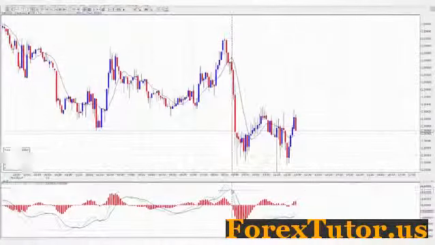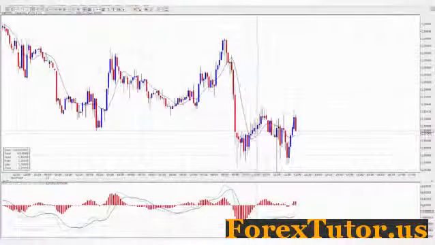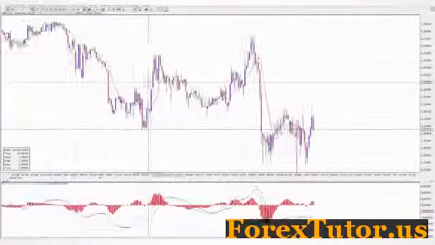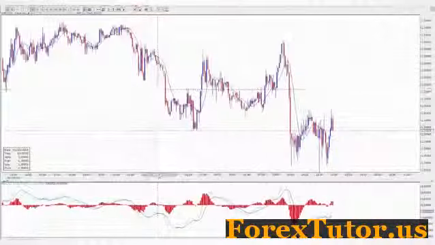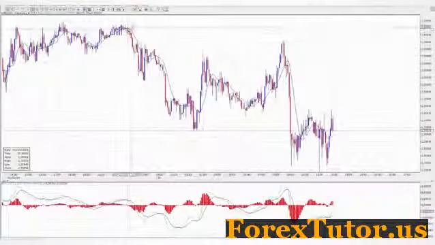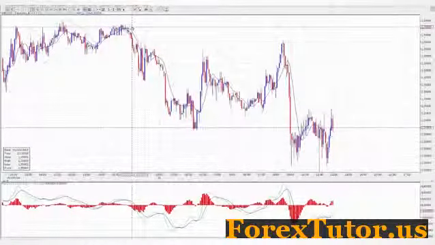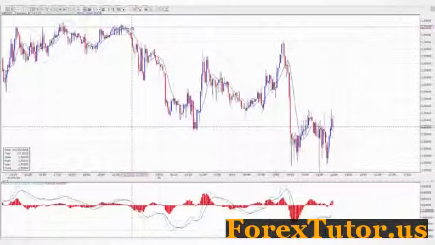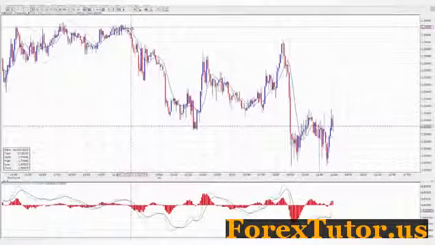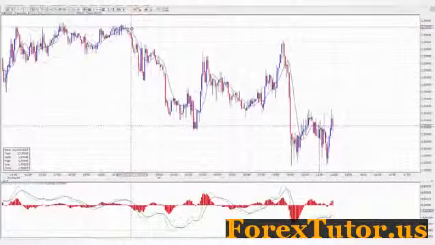Again, here, parabolic SAR going to the other side, moving average changes direction, we've got a crossover, and as you can see, this is a 5-minute chart, so this situation happens a couple of times, I'd say, I don't know, every 2 or 3 hours. And it's not only the Euro USD, this strategy works on all major pairs.